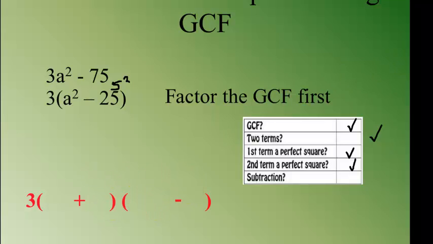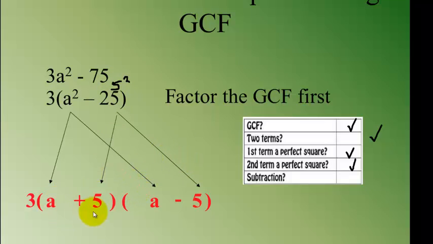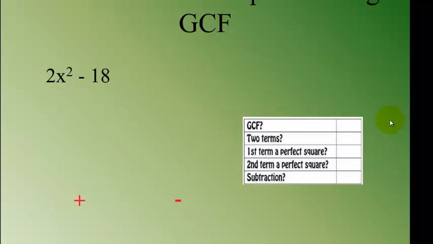So the first term in each parenthesis will be a, and the second term in each parenthesis will be 5. So this will be the complete factorization of 3a squared minus 75. Alright, next example, 2x squared minus 18.